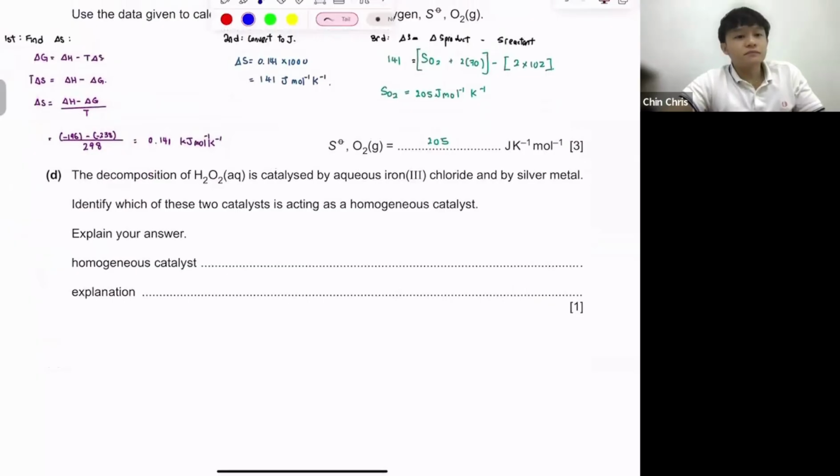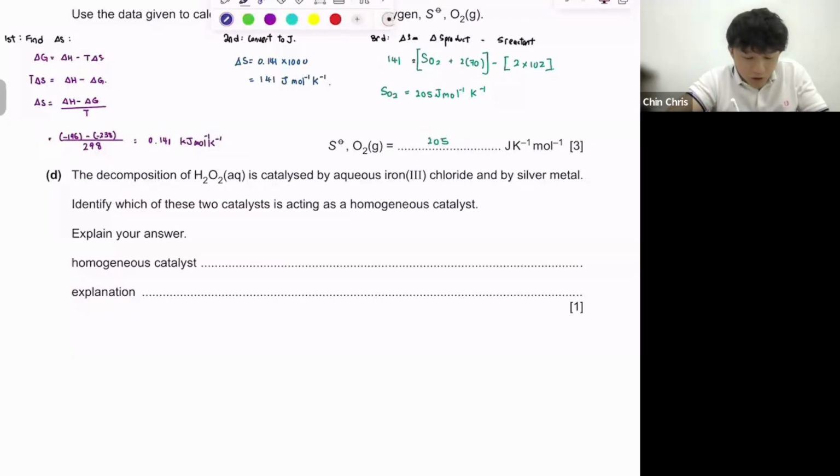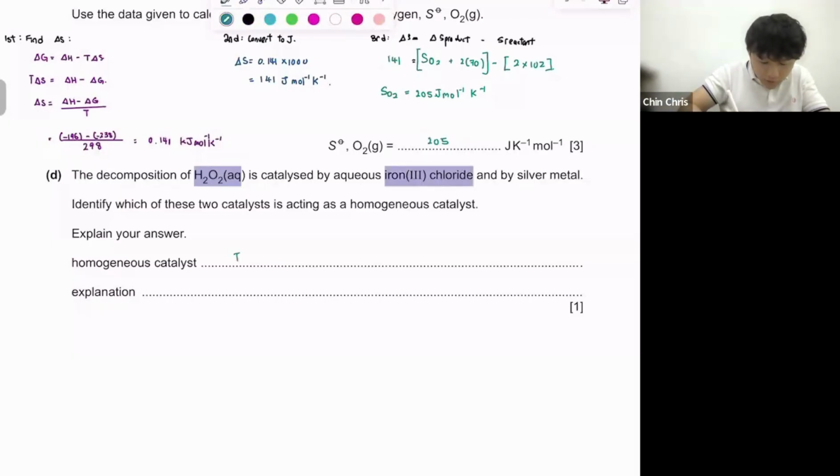Alright, guys, next. The decomposition of H2O2 is catalyzed by aqueous iron 3 chloride and by silver metal. Which of these two catalysts is acting as homogeneous? So guys, let's go. Which one is homogeneous catalyst? H2O2 aqueous, iron 3 chloride, right? Explanation: same phase as H2O2 reactant, right? Done.